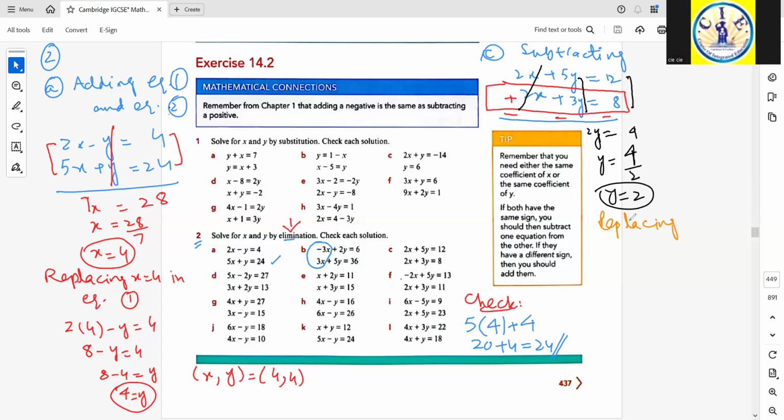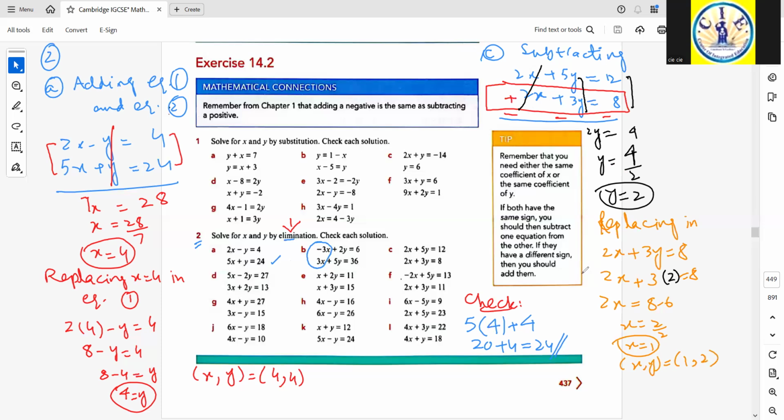replacing in 2x plus 3y is equal to 8. 2 times the value of the variable y, which is 2, then 2x plus 6 is 8, and 8 minus 6 is 2, divided by 2. The value of x is 1. So the final answer is x, y is equal to 1, 2.